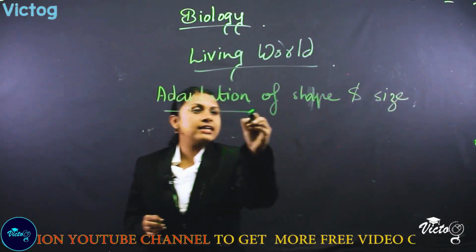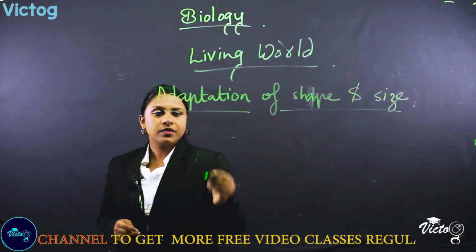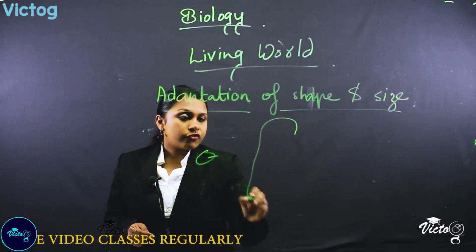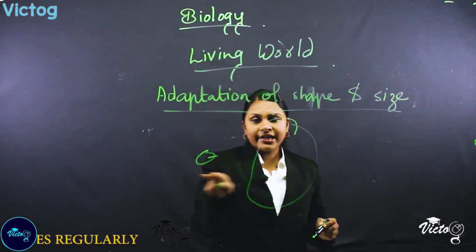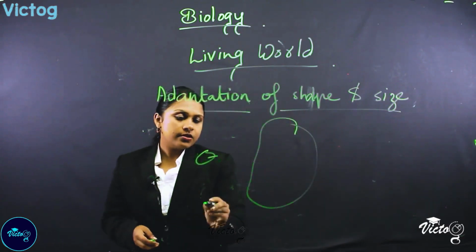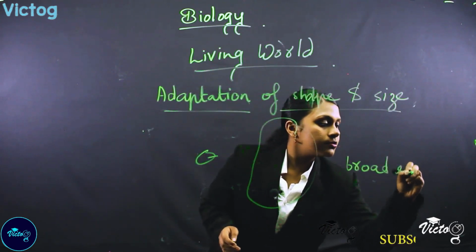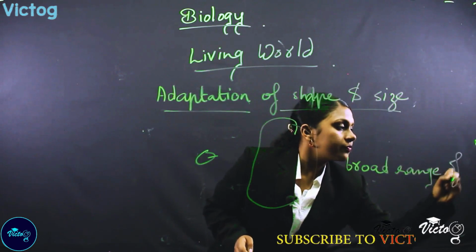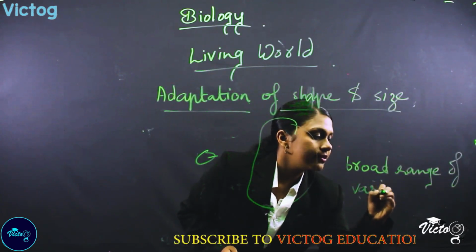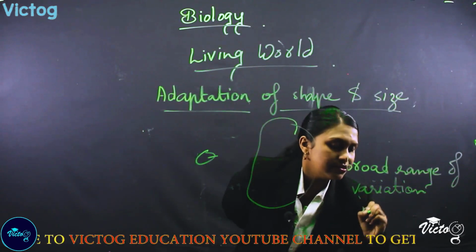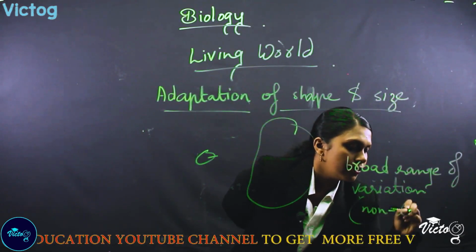Are you familiar with the size of a rock, stone, etc.? It may vary. This is the size of a pebble. In case of rocks, this much size. So there is a wide range of difference. So there is a broad range of variation in the case of non-living beings.